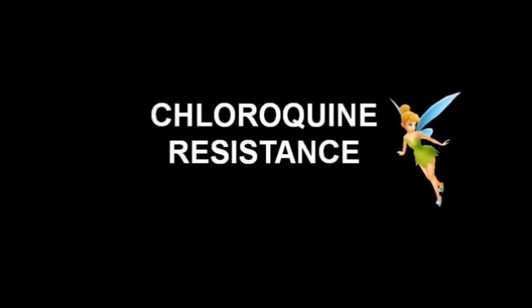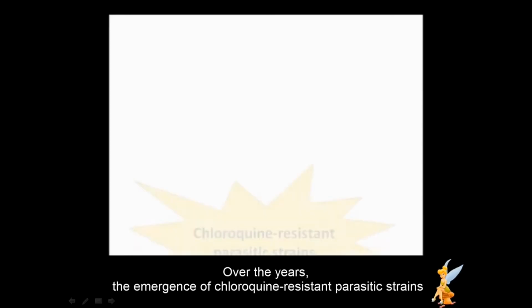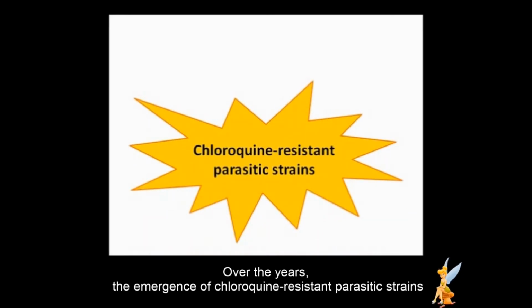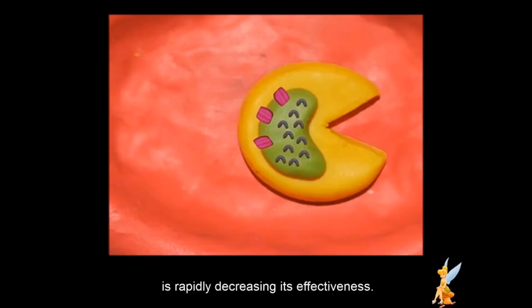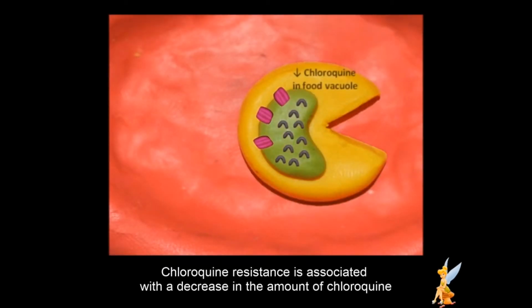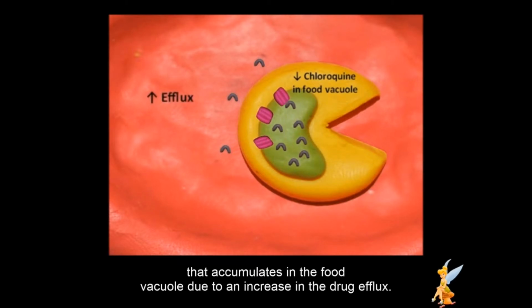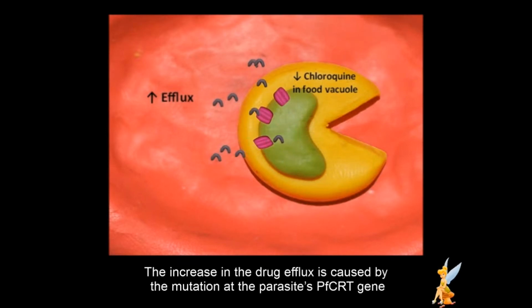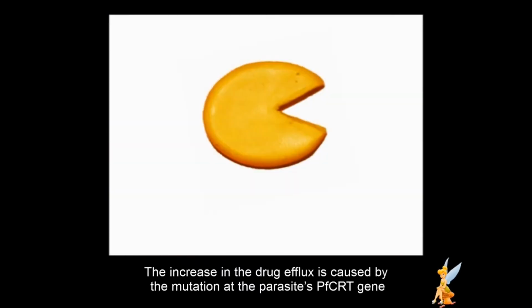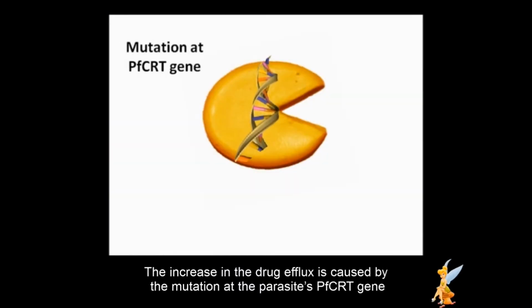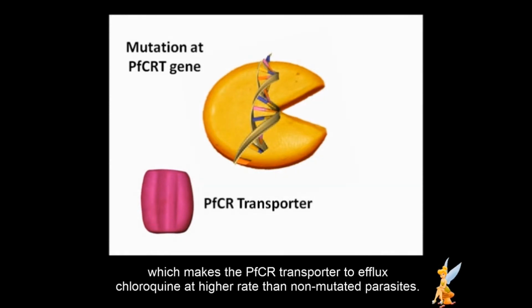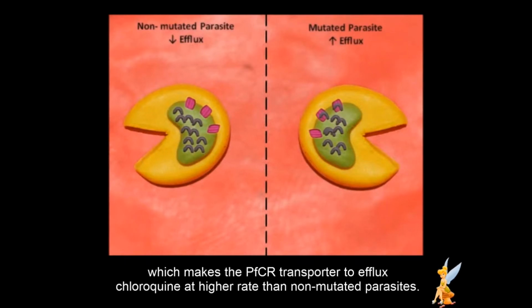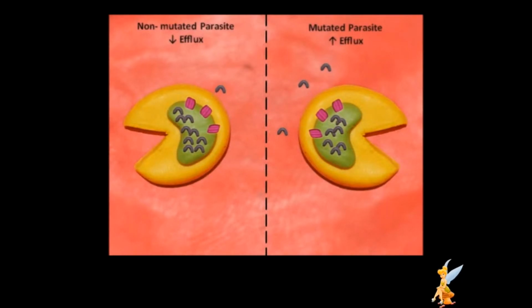Chloroquine resistance. Over the years, the emergence of chloroquine-resistant parasitic strains is rapidly decreasing its effectiveness. Chloroquine resistance is associated with a decrease in the amount of chloroquine that accumulates in the food vacuole due to an increase in the drug efflux. The increase in the drug efflux is caused by the mutation at the Plasmodium falciparum chloroquine resistance transporter gene, which makes the transporter efflux chloroquine at a higher rate than non-mutated parasites.